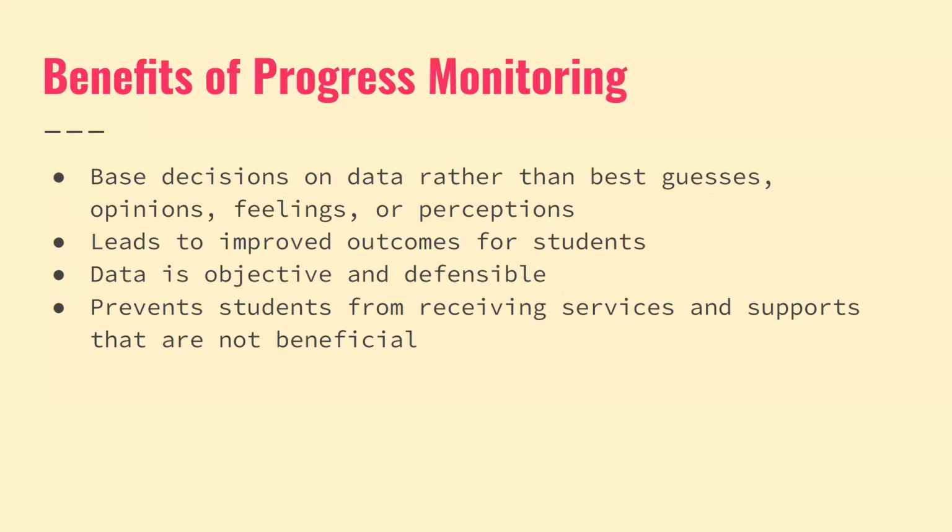Now let's talk about some of the benefits of progress monitoring. Using progress monitoring allows educators to base decisions on data rather than best guesses, opinions, feelings, or perceptions of IEP team members. It also leads to improved outcomes for students. Research has shown that using data is objective and legally defensible, which is important because IEPs are legal documents that cannot contain opinions or goals that are based on feelings. Finally, progress monitoring prevents students from receiving services or supports that are ultimately not beneficial.